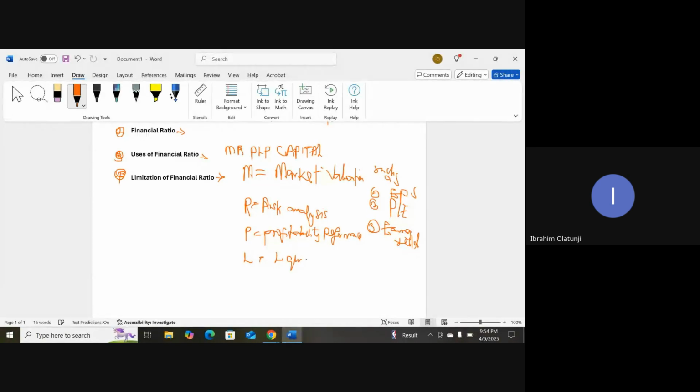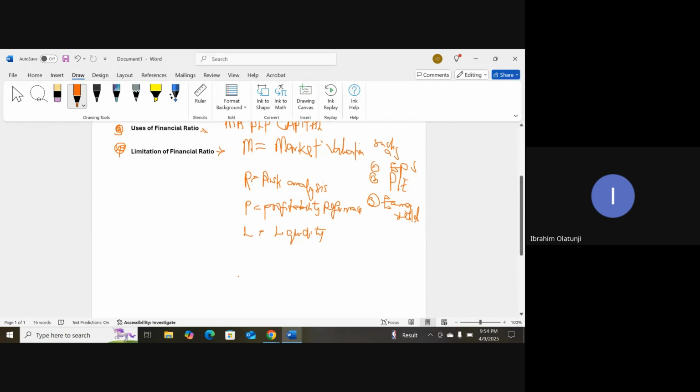Liquidity. And the second P, one of the uses of it is what? Performance measure. That is performance measurement. So this one is Mr. PLP.